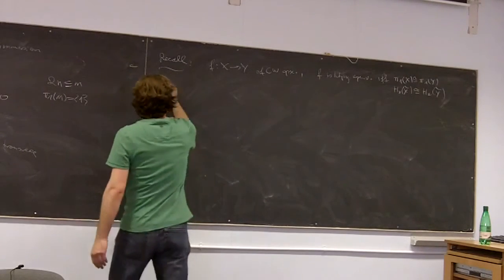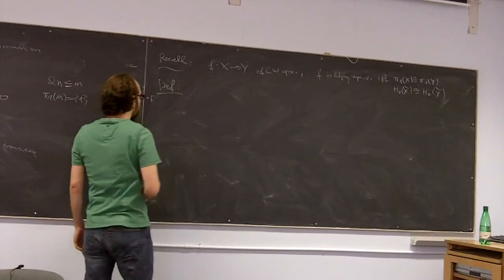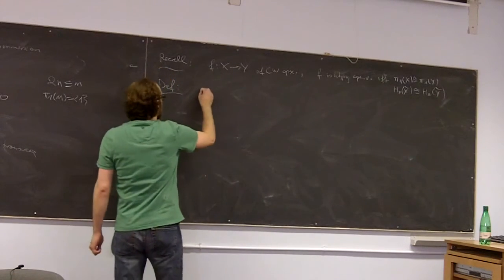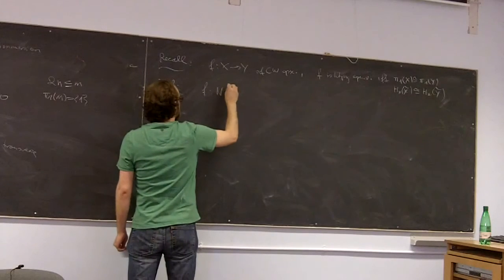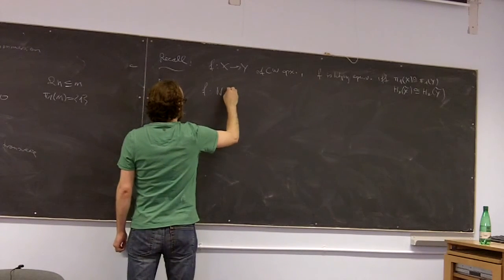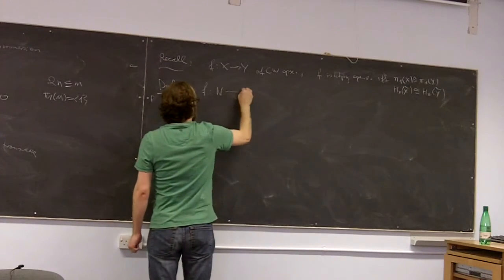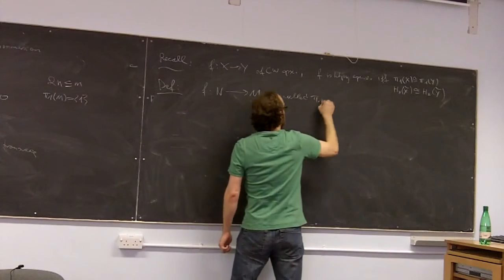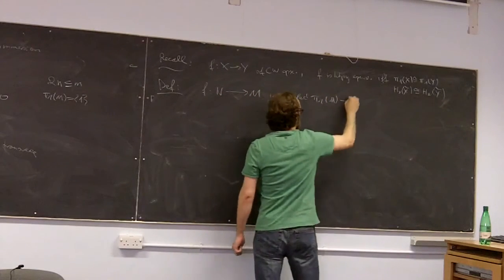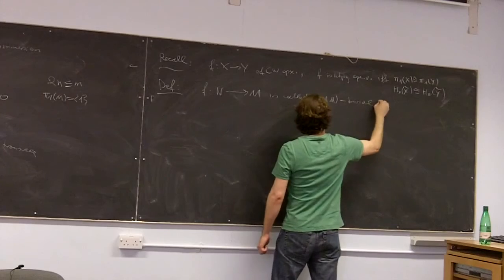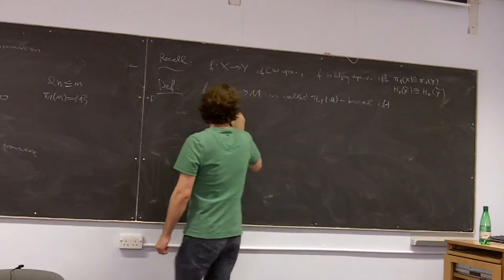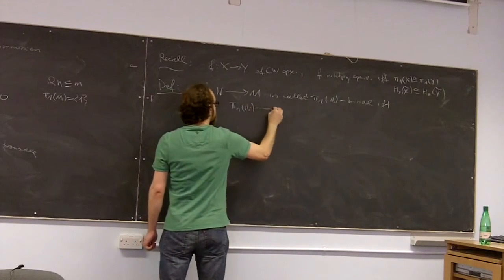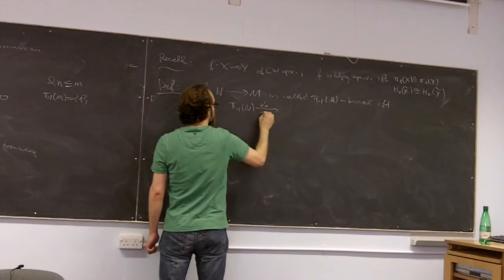Okay, now a bit of notation. A map from a manifold N to a manifold M is called pi 1 trivial if it is 0 on the fundamental group.